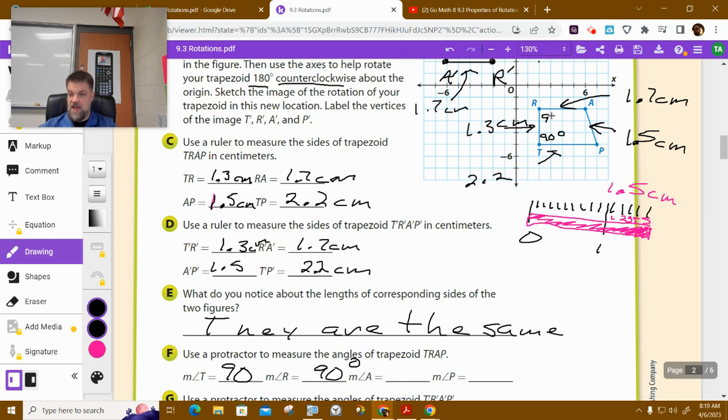Measure R is 90 degrees. A, if you measure that, would be 108 degrees. So this angle right here would be 108 degrees. And then P would be 72. Now, do me a favor, if you have a calculator, add all those up and see what it equals.